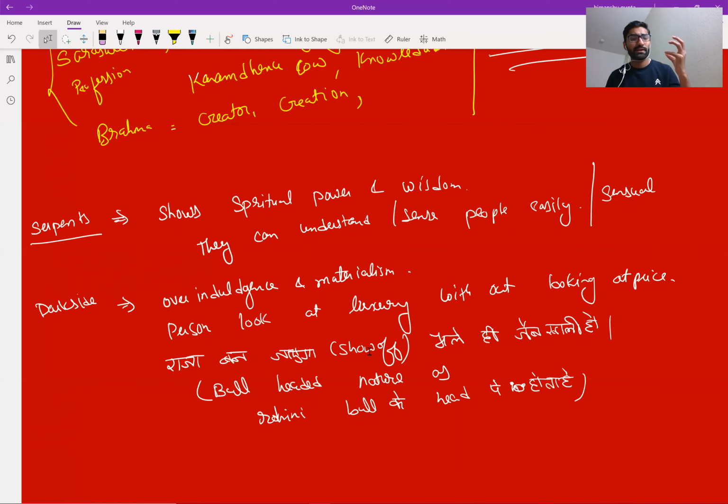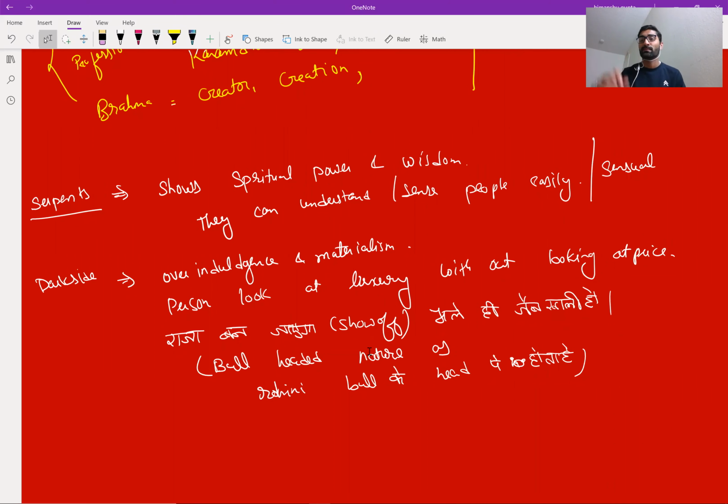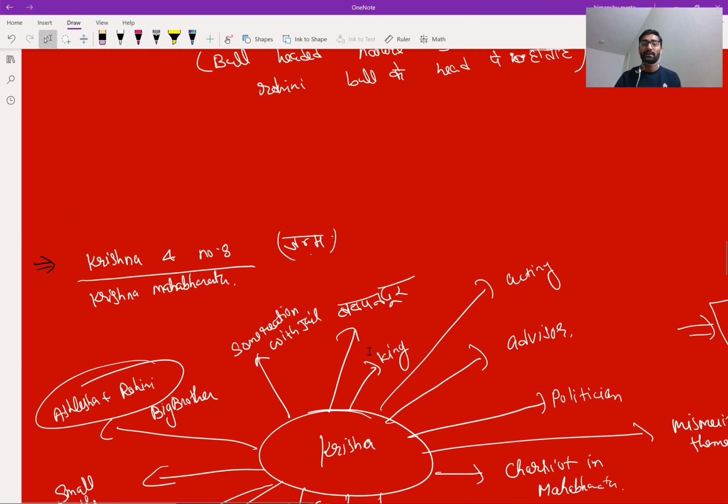The dark side of Rohini is indulgence and materialism. The person looks at luxuries without looking at the price. They want to buy something to show off, whether they have the money or not. That is one dark side of Rohini Nakshatra. Also, the bull-headed nature: Rohini is at the center of the bull's head, and this bull-headed nature sometimes creates problems for the Rohini ascendant.